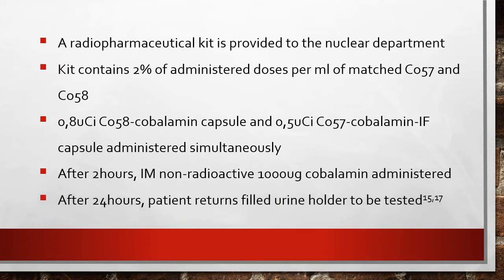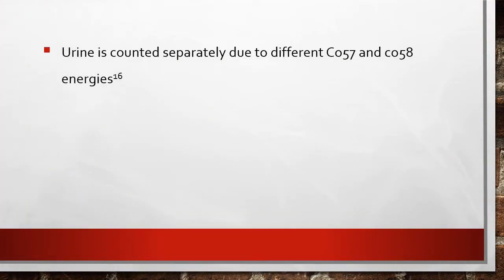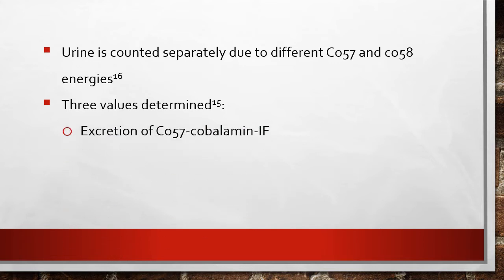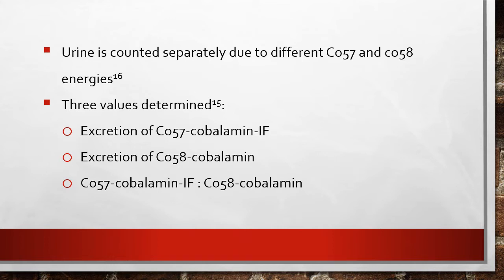After 24 hours, urine samples are collected where urine volumes and specific gravities are noted. The urine sample is then measured separately due to the different energies of cobalt-57 and cobalt-58. 3 values are determined, which include excretion of cobalt-57 labeled with cobalamin with the intrinsic factor, excretion of cobalt-58 cobalamin, and the ratio of cobalt-57 cobalamin with intrinsic factor to cobalt-58 cobalamin.